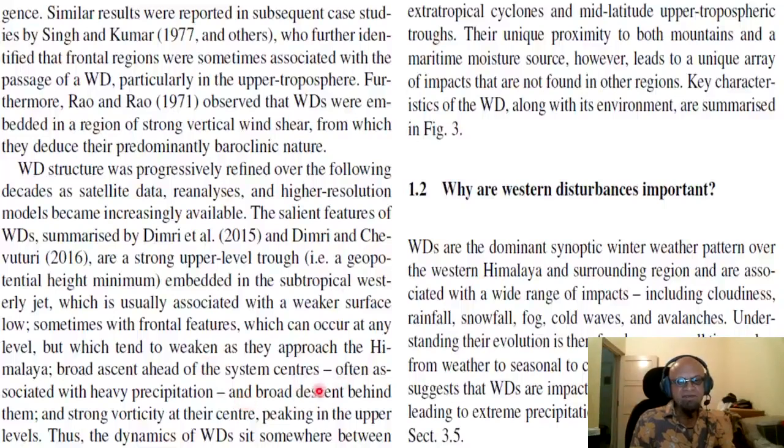Broad ascent ahead of the system centers, often associated with heavy precipitation, and broad descent behind them, and strong vorticity at their center, peaking in the upper levels. So a lot of description there. If you don't follow all the words I'm saying, then please read the paper, but we'll look at some figures soon. Thus the dynamics of WDs sit somewhere between extratropical cyclones and mid-latitude upper tropospheric troughs.